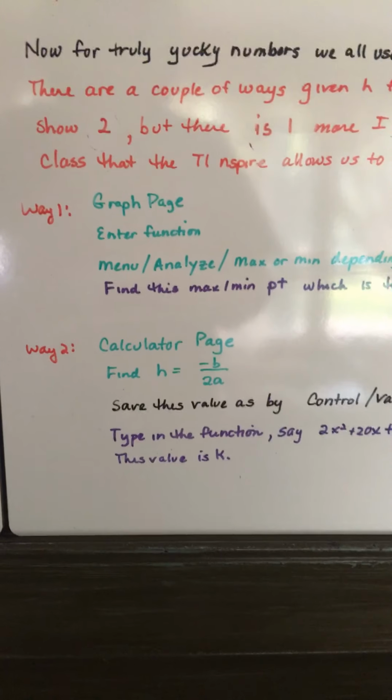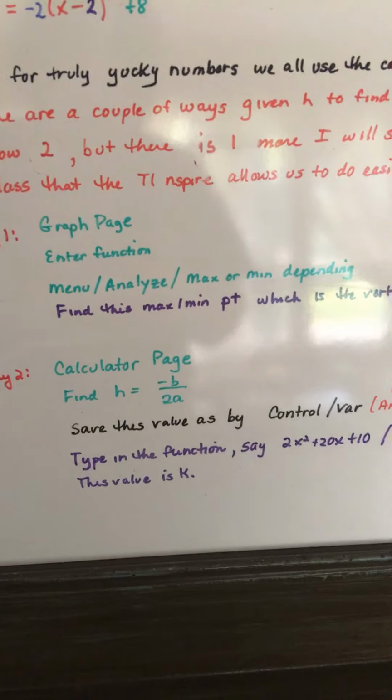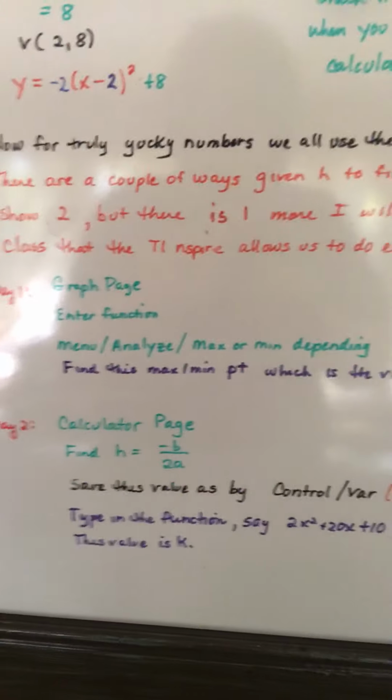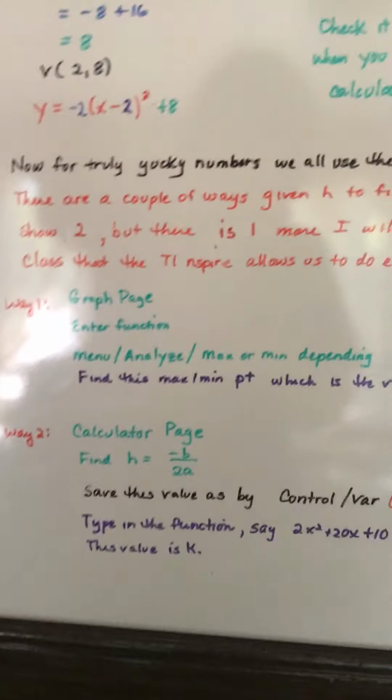Another way is a calculator page. You'll do your control divide, and honestly, folks, if you would like, you don't have to worry. You just keep on going.